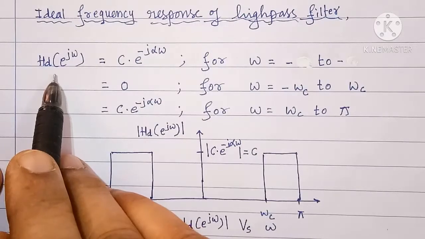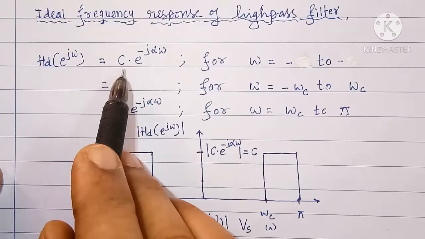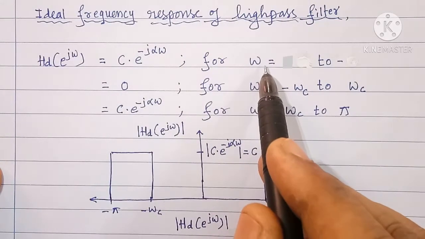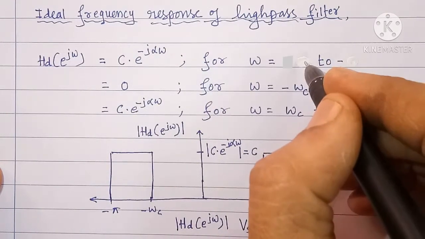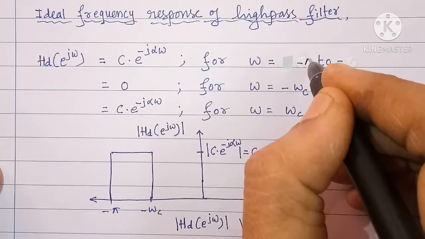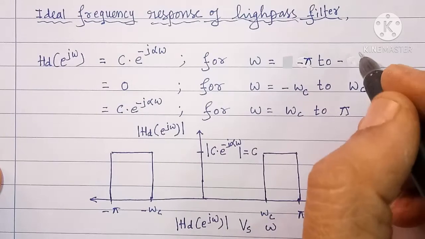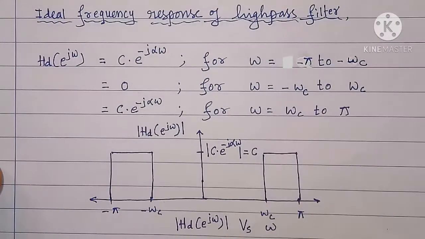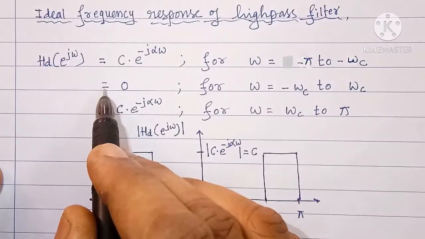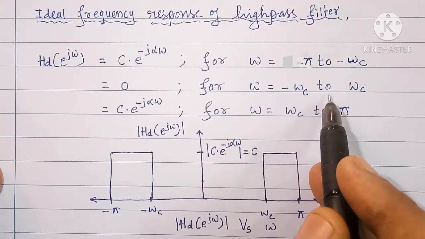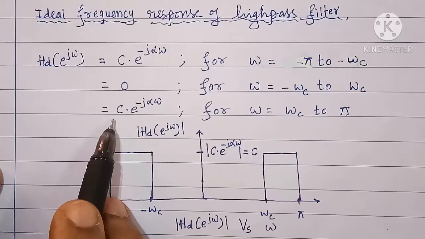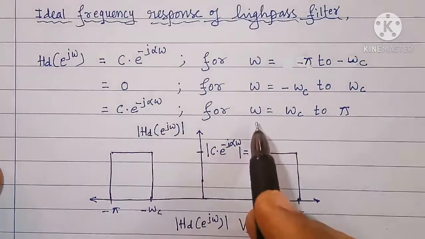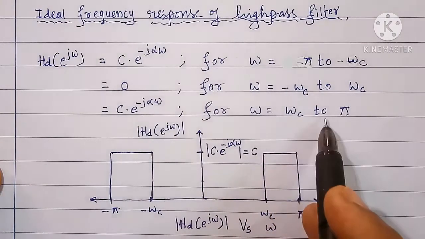Same thing I have written here. HD of e raised to j omega equal to c into e raised to minus j alpha omega for omega equal to minus pi to minus omega c, and is equal to 0 for omega equal to minus omega c to plus omega c, and c into e raised to minus j alpha omega for omega equal to plus omega c to plus pi.